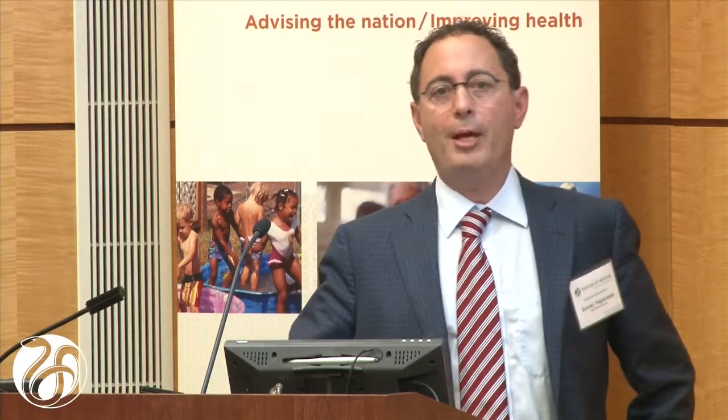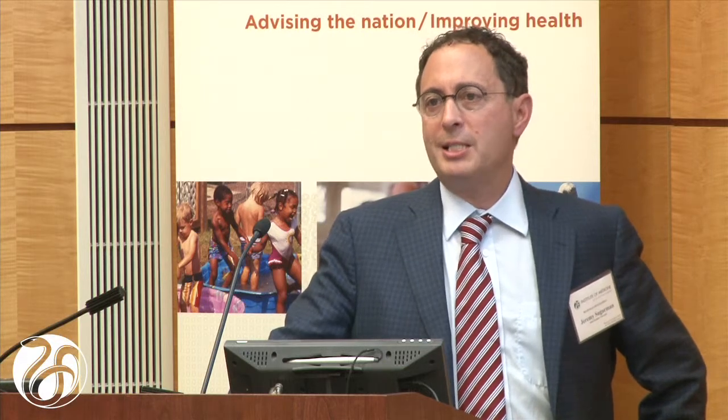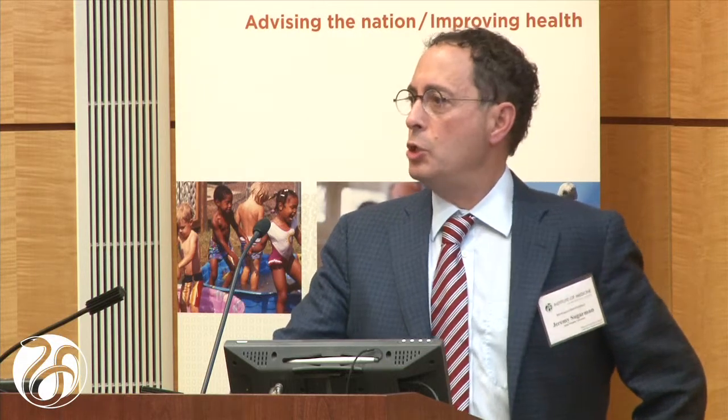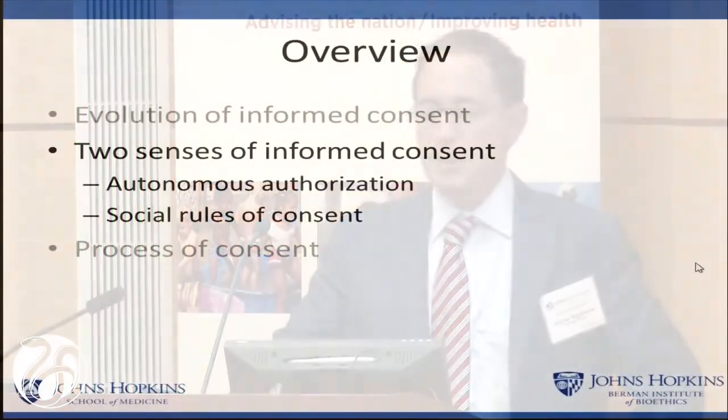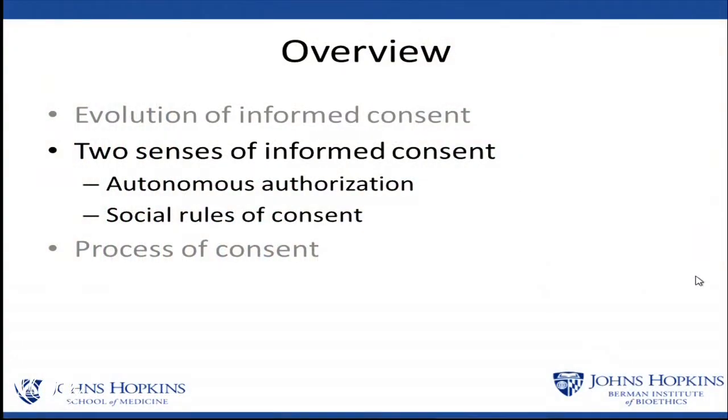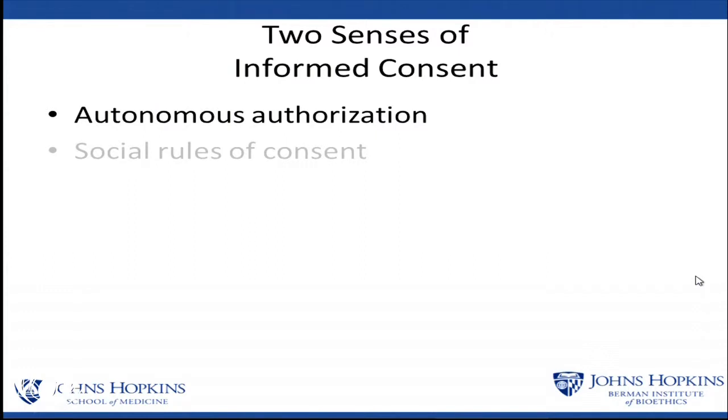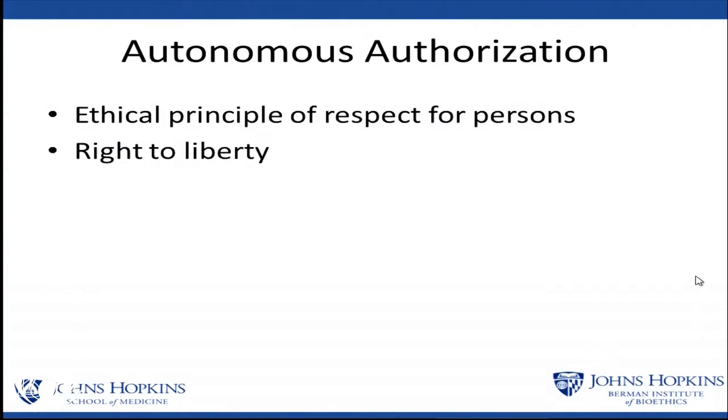So let's think now about why we do this. Ruth Faden and Tom Beauchamp marked out many years ago a conceptual model in which there are 2 senses of informed consent. Sense 1 is autonomous authorization, and sense 2 is the social rules of consent. Autonomous authorization goes to this idea that was based on the ethical principle of respect for persons, or autonomy, the right to liberty or the right to be left alone, that political principle.